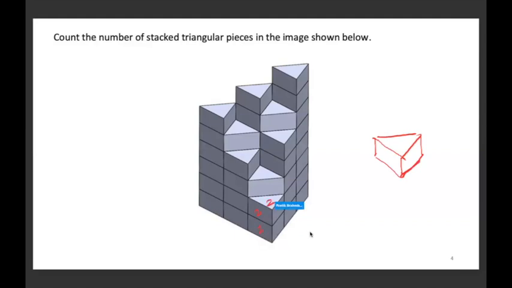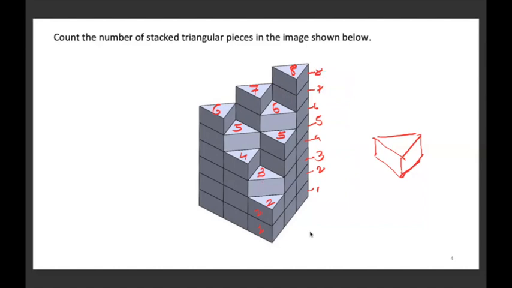So there are 2 triangular pieces here. Here plus 1, then this, so 3. This is 4. This will be 5 pieces here. This will be 6 pieces here, 7 pieces, and 8 pieces. If you want, you can just cross check it here also. 1, 2, 3, 4, 5, 6, 7, and then this is the 8th one.